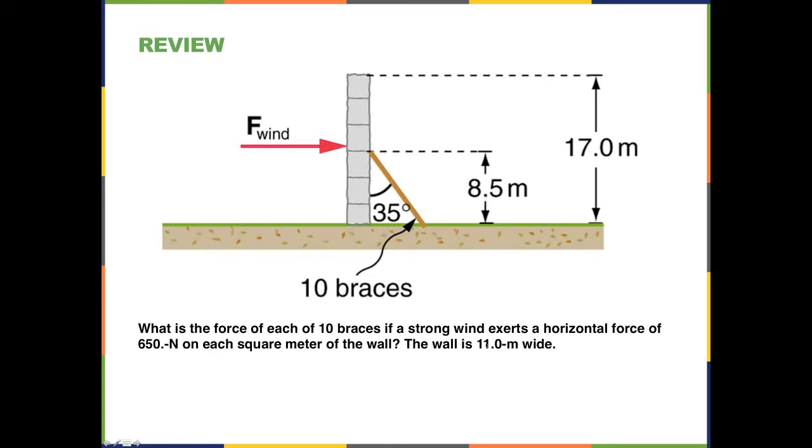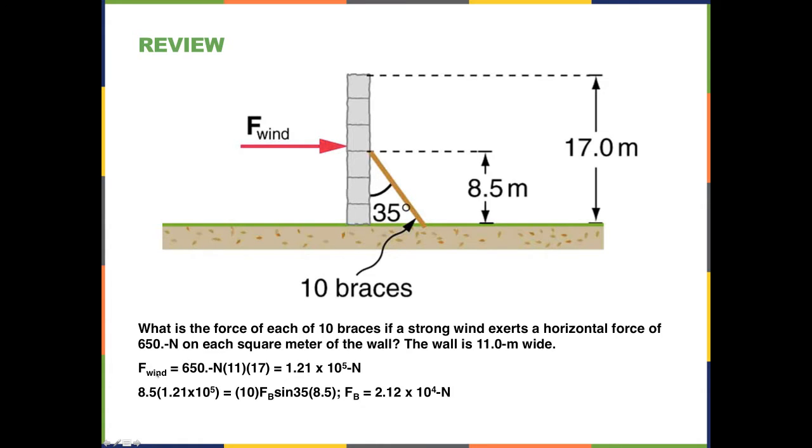So its total area is 17 times 11. And each square meter of the wall has 650 newtons on it. So if we look at that, the force of the wind is going to be 650 times the area of the wall, or 1.21 times 10 to the 5th newtons. Now, this has to be held up by these 10 braces.